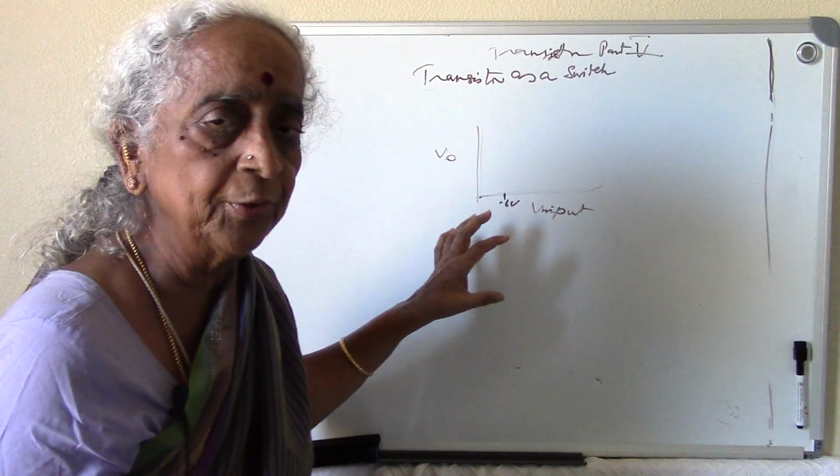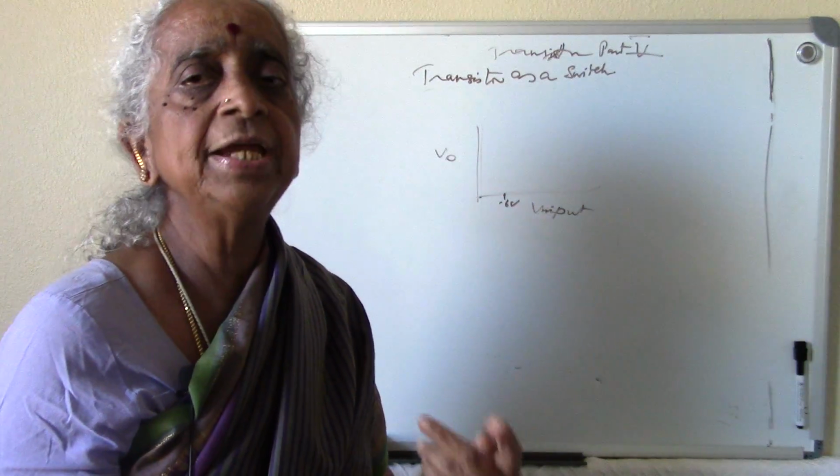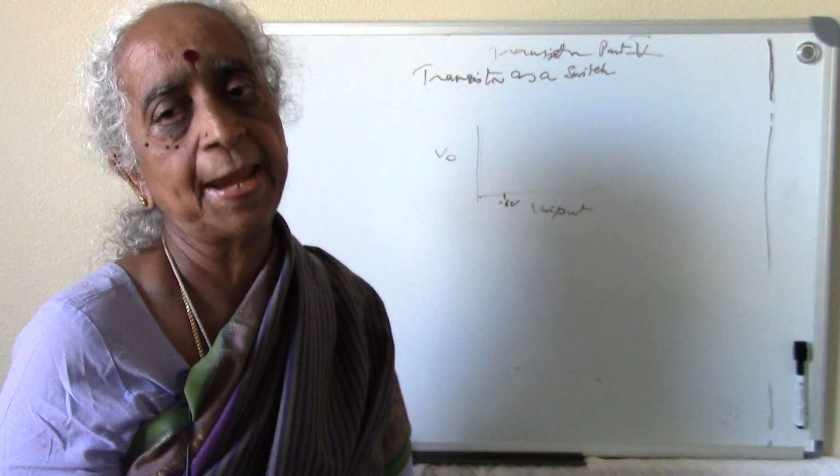So a low input means the transistor is off, means IB is 0, means IC is 0, means the LED will not glow, means the output is high.